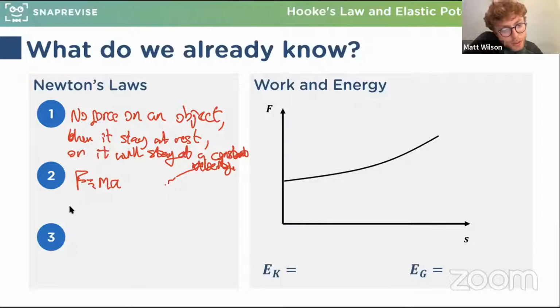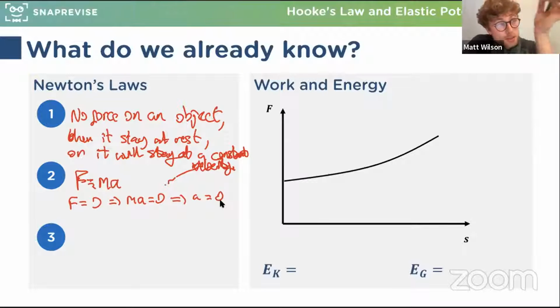Well, let's imagine in this equation that the force was equal to 0. Then it would follow that the mass times the acceleration would have to be equal to zero. And that would imply that the acceleration is equal to zero. And the acceleration being zero is exactly what we mean when we say the velocity is constant. Because what is the acceleration?